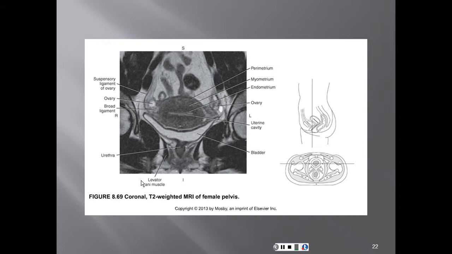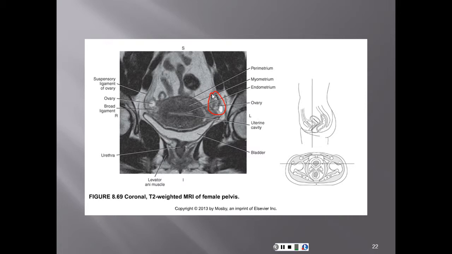This is a coronal T2 weighted MRI of the female pelvis again, and here we were just speaking of the suspensory ligament of the ovary, which holds the ovary in place, the perimetrium, myometrium, and endometrium, the three layers of the uterus, the levator ani muscle, the urethra, bladder. I guess the bladder is collapsed, not full. But here are the ovaries. This is the left ovary.